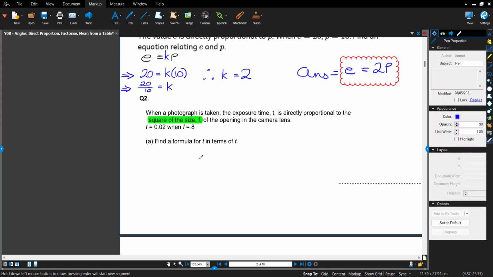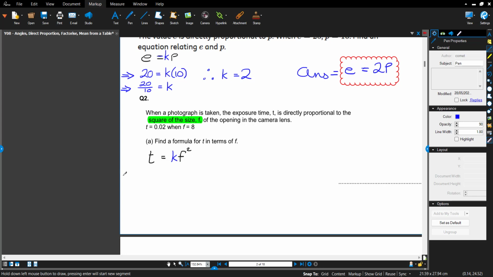So let's go. So we start off as we did before. We could say t equals, it's going to be the same thing. It's going to be k, and then we have f. Now, it's the square of f, so it's kf squared. There you go. So that's the basic formula we start off with.